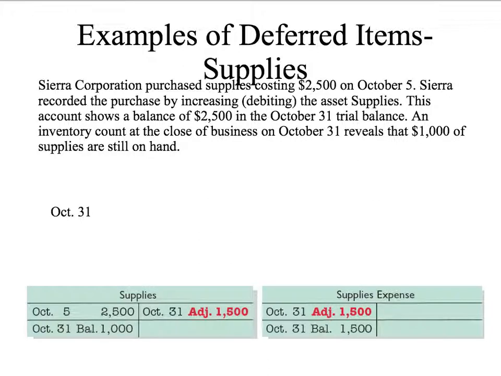Now if it was prepaid rent, it would be exactly the same thing. It would be rent expense, debit, and credit prepaid rent. So those two are very similar, prepaid insurance and prepaid rent.